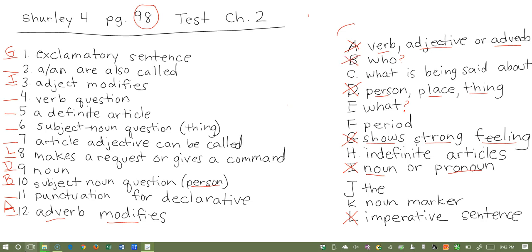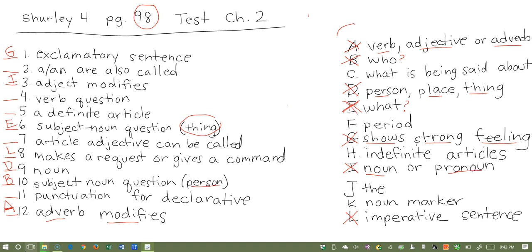But what if our subject isn't a person? What if our subject is a thing? What ate my donut? Maybe it wasn't eaten by a person. It was eaten by a thing. So let's say what. That's going to be a subject noun question for a thing. There's our thing. So what was E? E's our subject noun question for a thing. Okay. See if that E crossed out. There we go. Now it's going to be double crossed out.